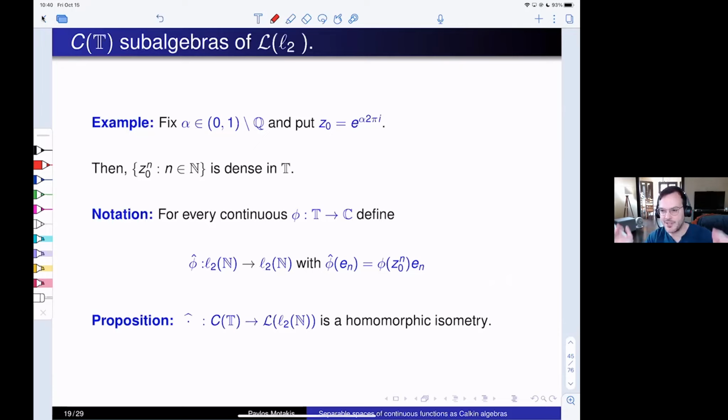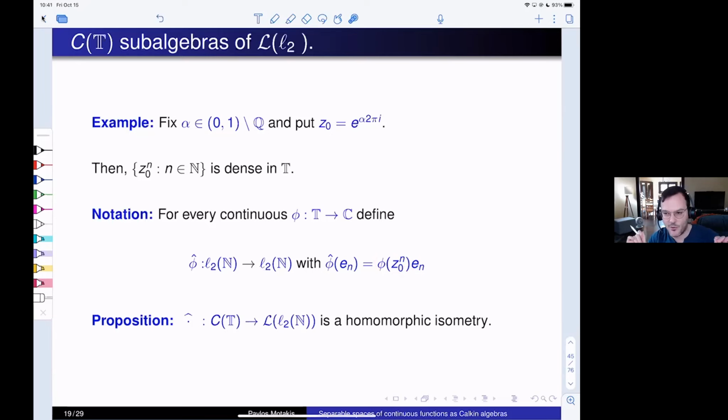And this is one that you understand explicitly. You understand all its members. You understand how to compute their norm. And on a Hilbert space, if you take a diagonal operator, its norm, and this is somewhat important, and I will say in a moment why, is the supremum of its diagonal entries. So it's the supremum of these numbers here, which is exactly the sup norm of phi because of density.